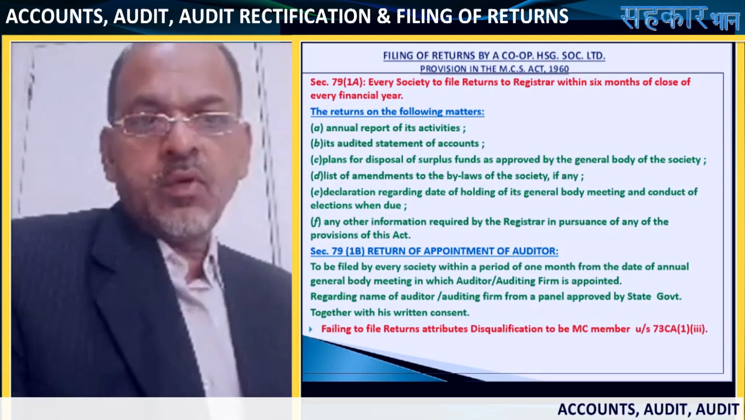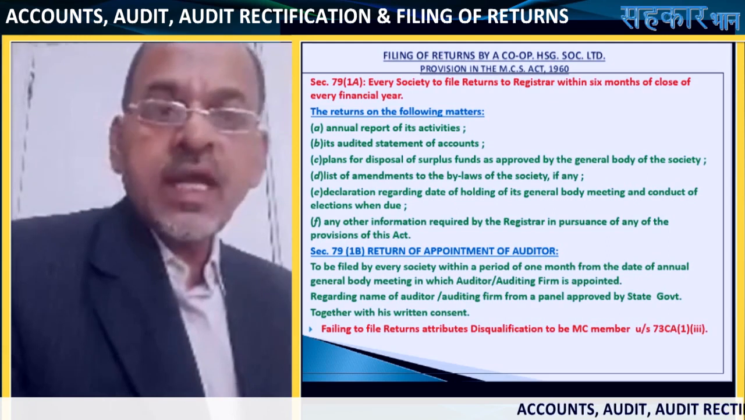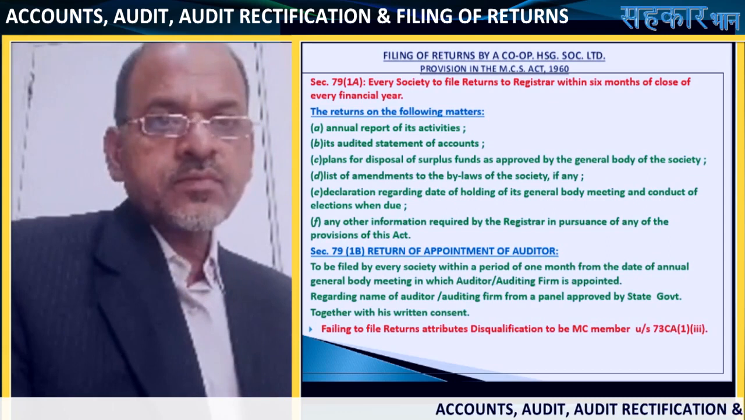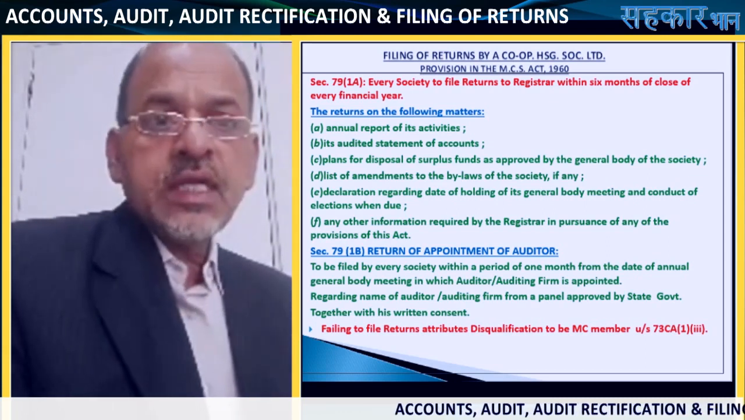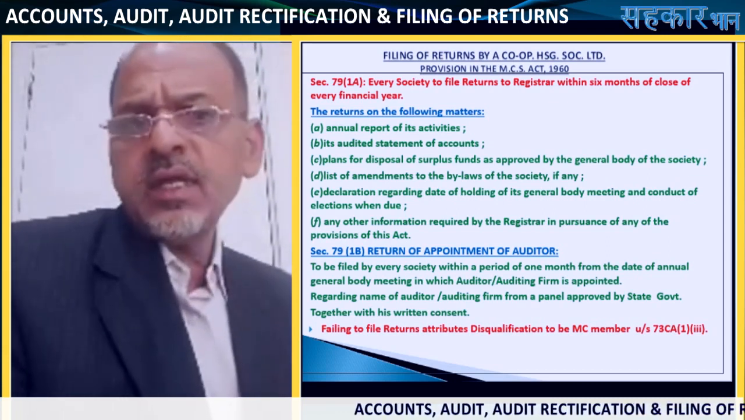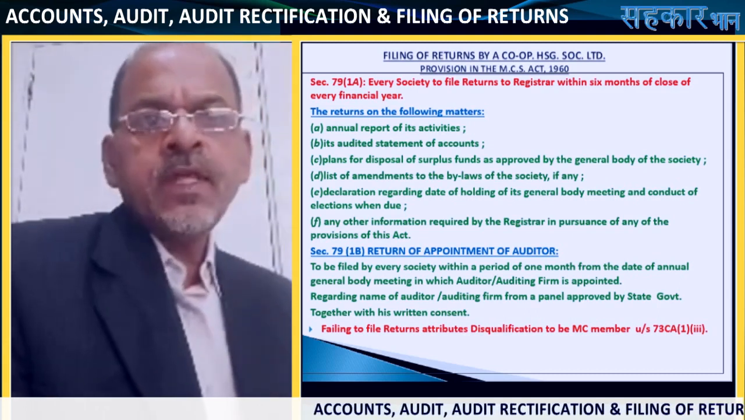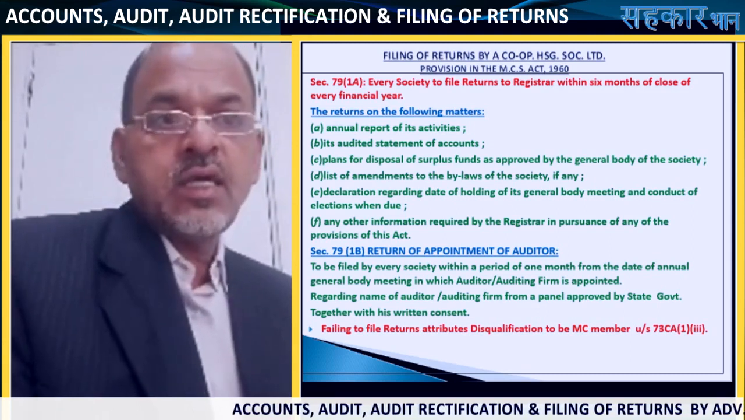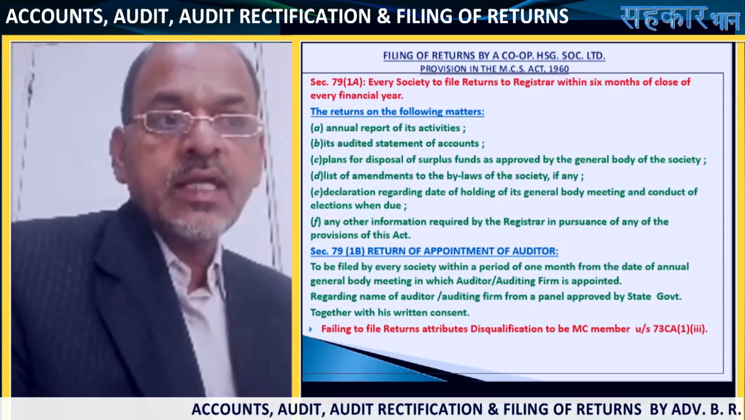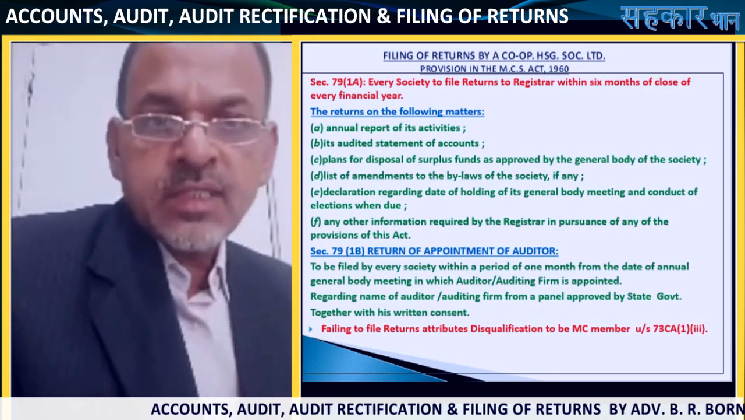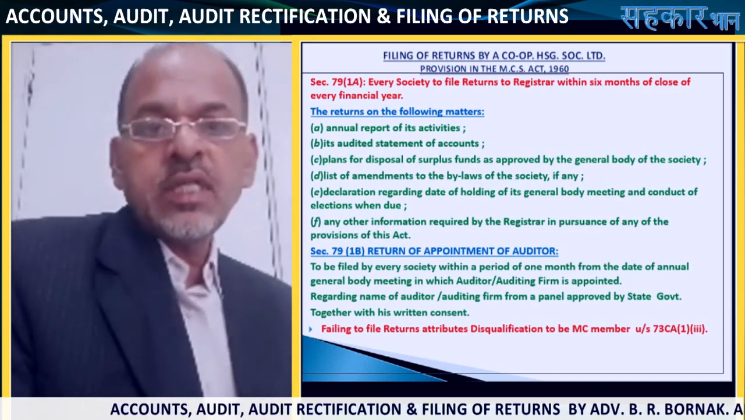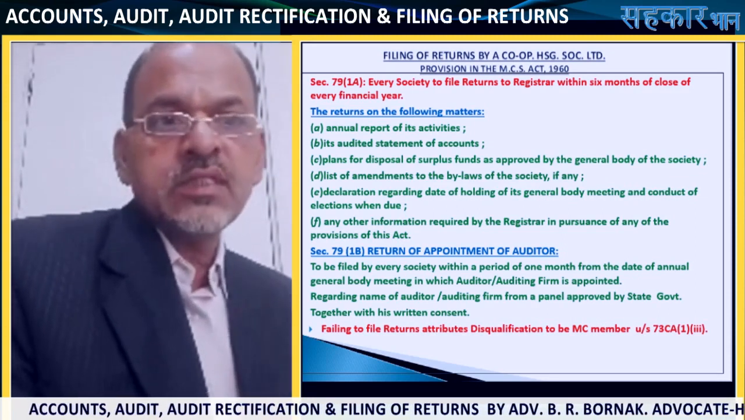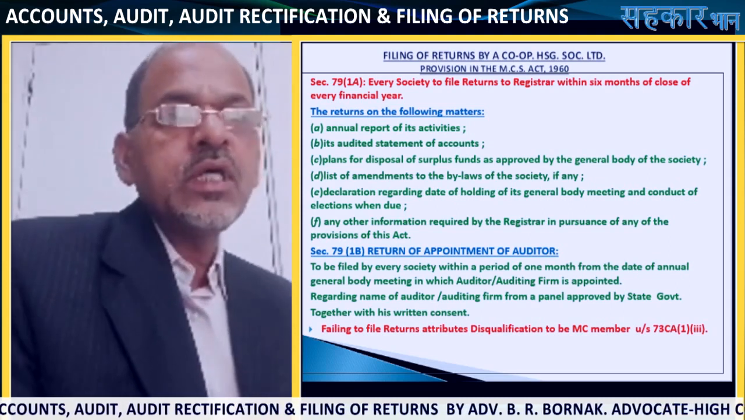Number one, the annual report of its activities. Then its audited statement of accounts, that is income expenditure account, balance sheet, etc. Then plans for disposal of surplus funds as approved by the general body of the society, meaning in what manner the surplus funds of the society are to be disposed, as recommended by the managing committee. These plans for disposal of surplus are also to be reported to the registrar by way of annual returns.